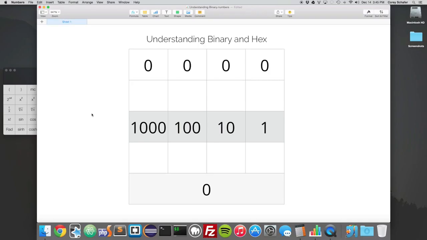Hey guys, how's it going? In this video, we're going to be taking a look at how to understand binary and hexadecimal numbers.